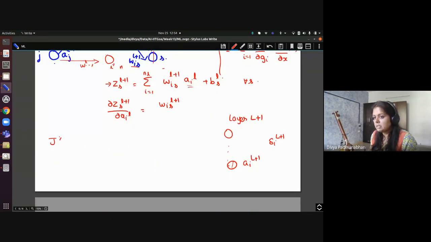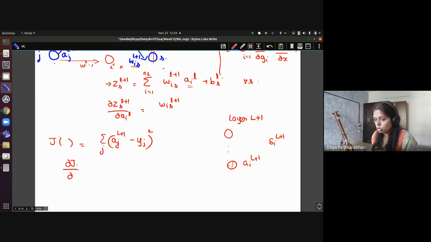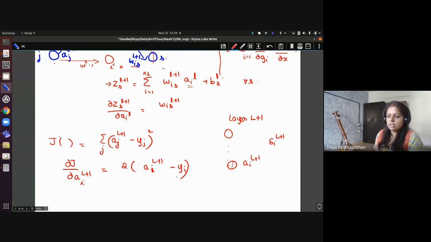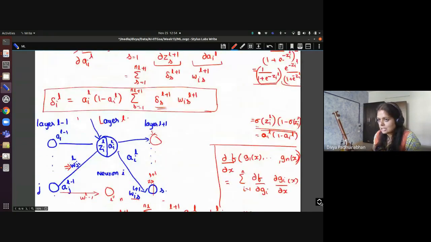So remember the J function is defined like this, with A_j^{L+1} minus Y_j, squared. So this is how you had it. Now when you take ∂J by ∂A_i^{L+1}, this directly comes here. So you will just have 2 times (A_i^{L+1} minus Y_i). So that's the only change in the last layer.